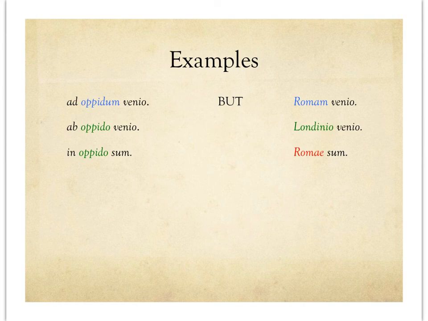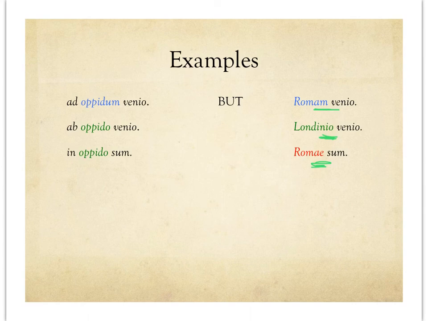So here are some examples. Ad oppidum venio, I come to the town, but Romam venio, I come to Rome, no ad. Ab oppido venio, I come from the town, but Londinio venio, I come from London, ablative. Or in oppido sum, I am in the town, but Romae sum, I am in Rome.